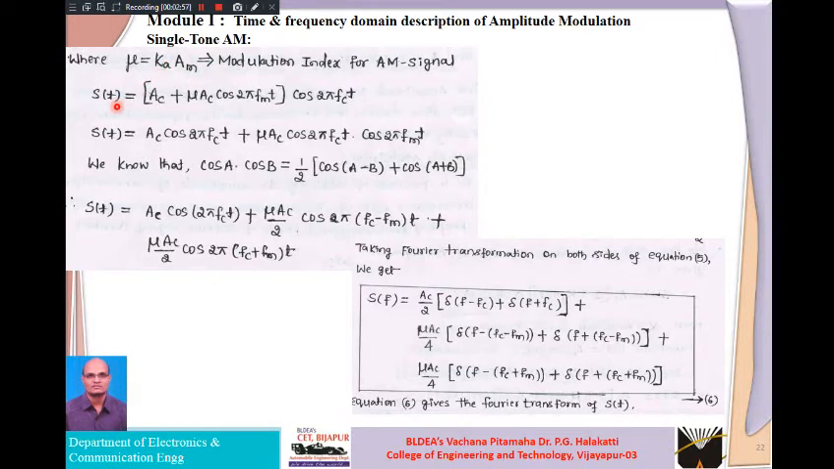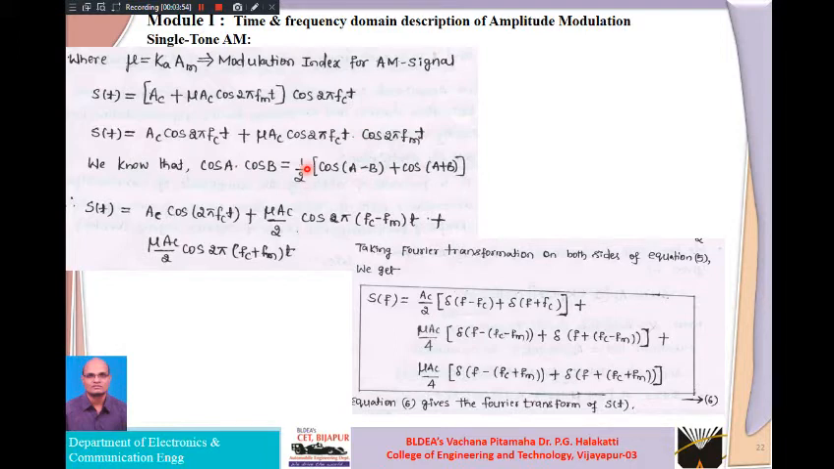Now our equation of the AM signal will be like this: Ac plus mu Ac cos 2πfmt, multiplied by cos 2πfct. Now we can multiply each term in the bracket by cos 2πfct. Ac multiplied by cos 2πfct gives Ac cos 2πfct, plus mu Ac cos 2πfct cos 2πfmt. There are two cosine terms, so we can apply the compound formula of trigonometry, cos A cos B, because fc and fm are both different. fc is greater than fm, so A and B are different, and we can apply this formula.